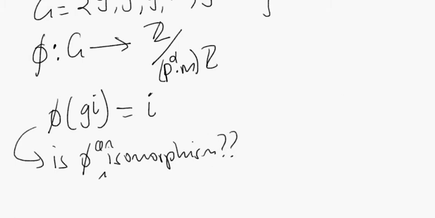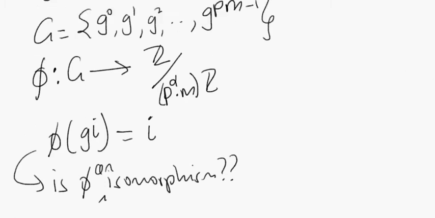Supposing that phi is actually an isomorphism, can we say the following? Remember, our strategy right now seems to be to find an element of G that has order p to the alpha. Because if we do, then we've kind of guaranteed a subgroup of order p to the alpha. So, if we have an isomorphism between G and Z mod p to the alpha times m Z, aren't we saying that if Z mod p to the alpha times m Z has an element of order p to the alpha, then so does G? Right.